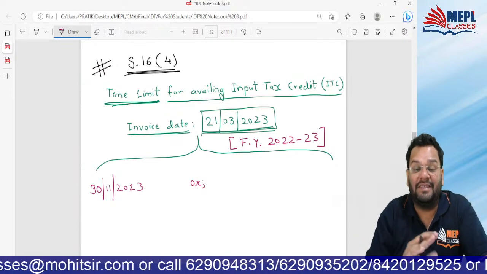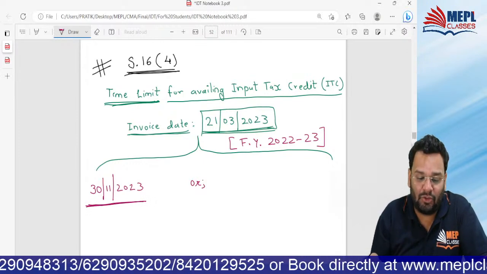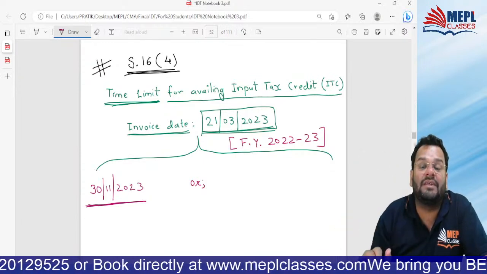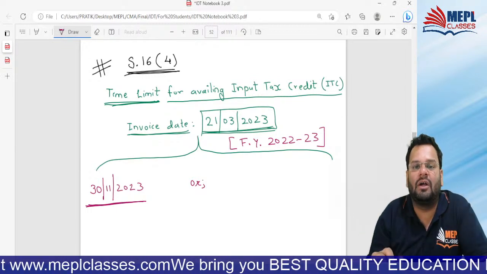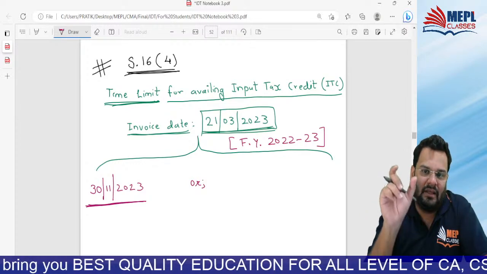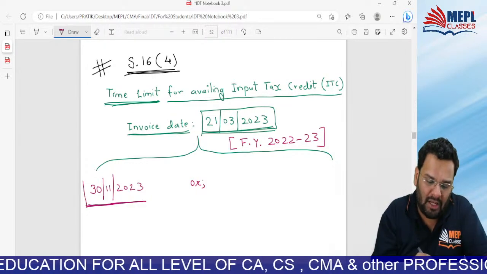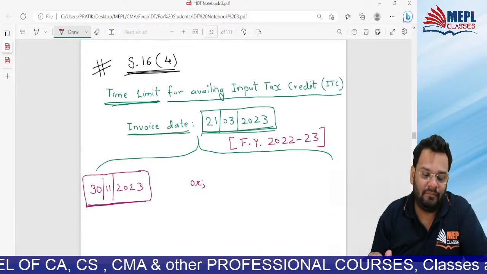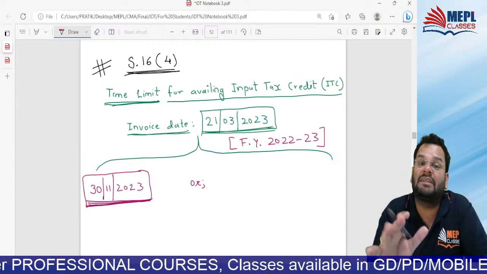Actually, they wanted to give this date only. So what is the logic? How many months from the end of financial year 22-23? We are talking about 8 months: April, May, June, July, August, September, October, November. We are talking about a good 8 months time limit after the end of the financial year. Correct? So actually speaking, they wanted to keep this as the time limit.